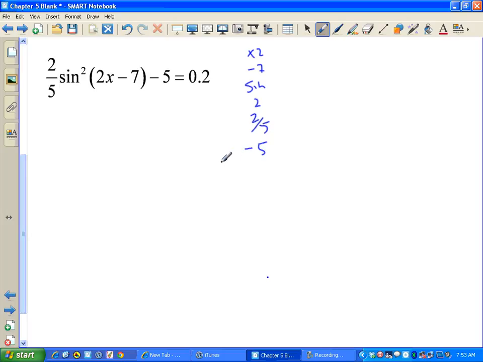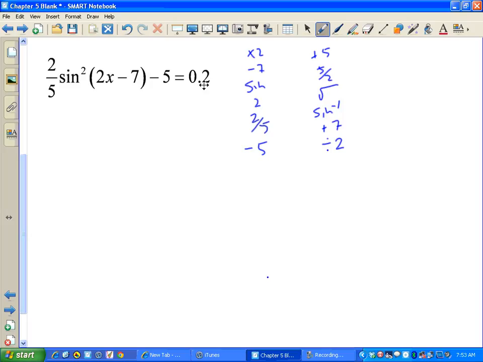So in order to undo this, to get x alone, I'm going to do these opposite operations in the opposite order. Since I started with minusing 5, the first thing I need to do is add 5, and then multiply by 5 halves, and then square root it, and then do the inverse sine, and then add 7, and then divide by 2. That's the order you have to go in.